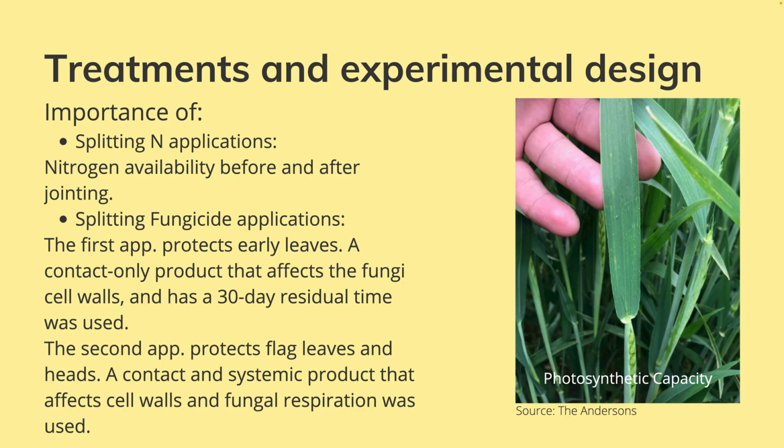And the second application, during jointing, is because after jointing is when the requirements for nitrogen and water for winter wheat increase exponentially. Okay, I don't know if it's exponentially, but it increases a lot, the requirements. So you need to ensure that you have enough nitrogen after jointing, right? Because then you'll have the flag leaf, the boot stage, then grain filling, and you really want to have enough nitrogen there for these phases, these stages. Then why split the fungicide applications? Well.